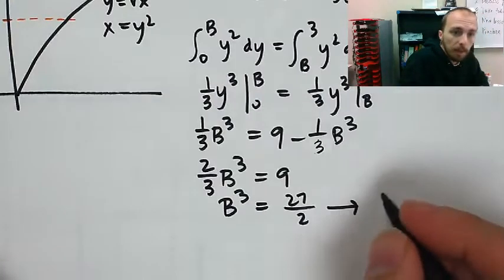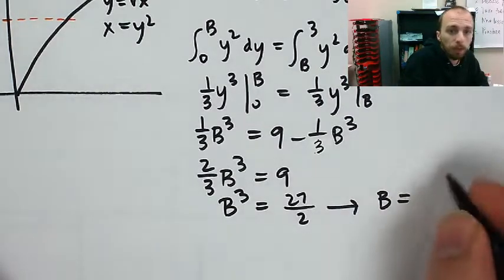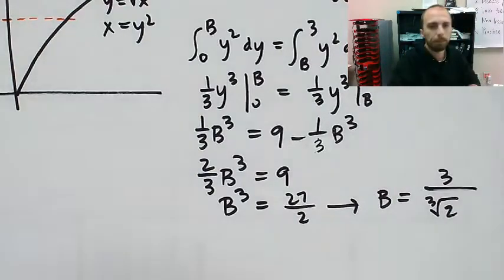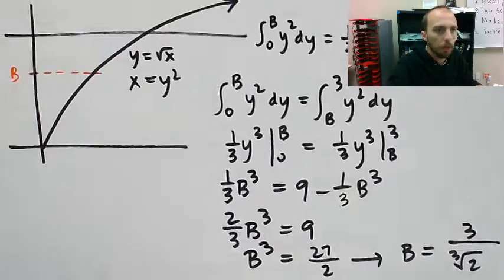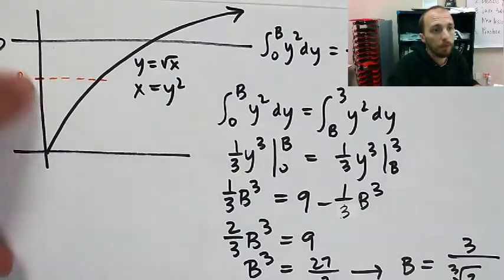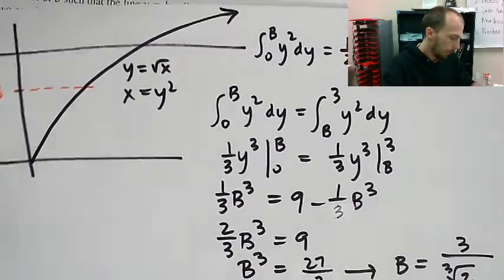And that means to me that b, if I take the cube root of both sides, I'll get 3 over the cube root of 2. And that's the value of b. It's a magic value. Well, it's definitely less than 3, right? Because the cube root of 2 is bigger than 1, so it makes sense. It would be between 0 and 3.